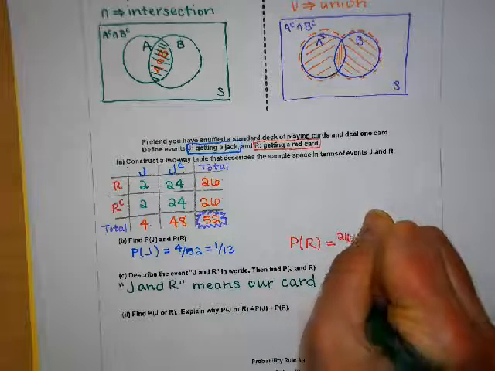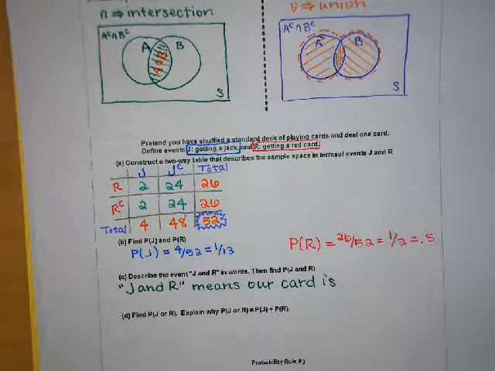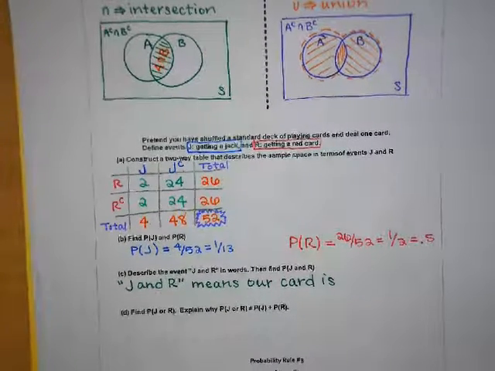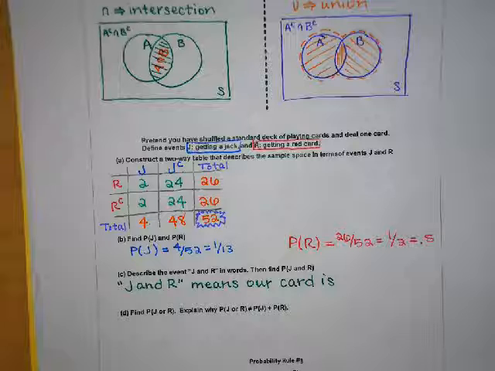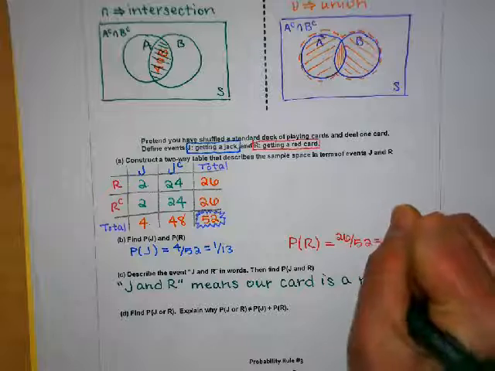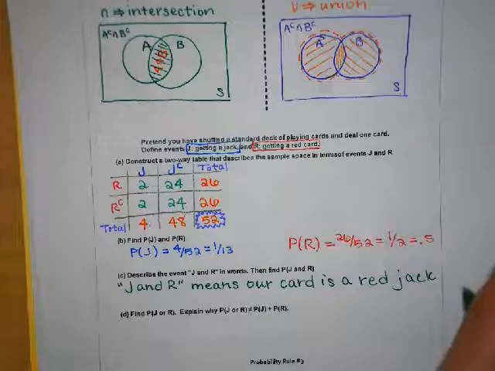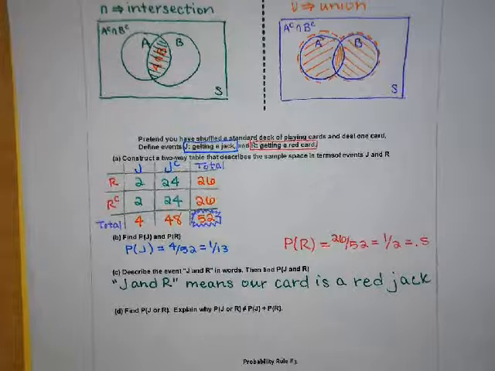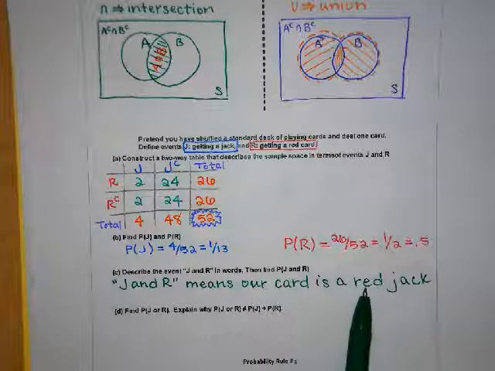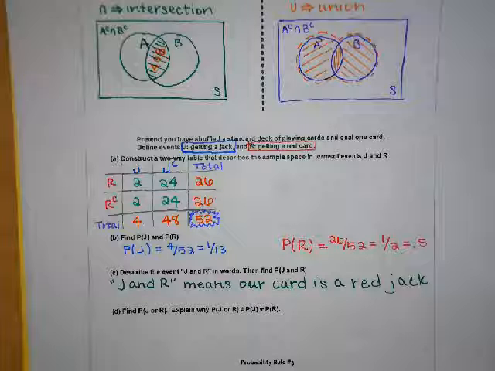J is a jack, R is red, so our card is... I just want you to rearrange them. A red jack. I don't know why, I suppose because it's the English language. We say the color first. So when we are trying to find J and R, we want to figure out red jack.